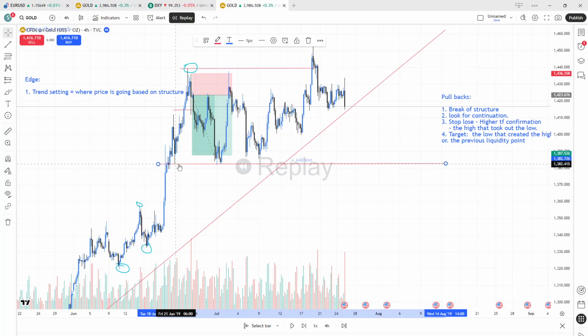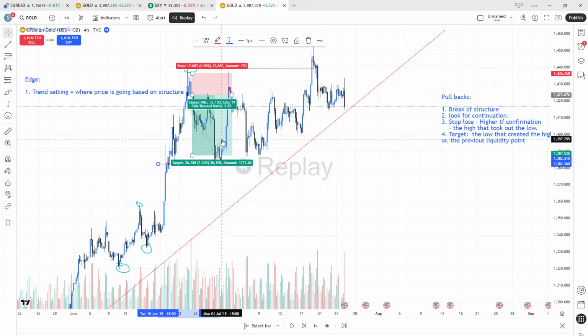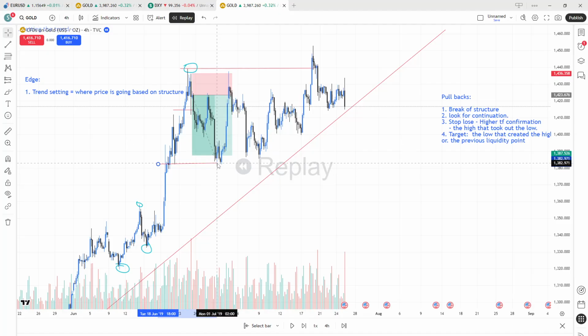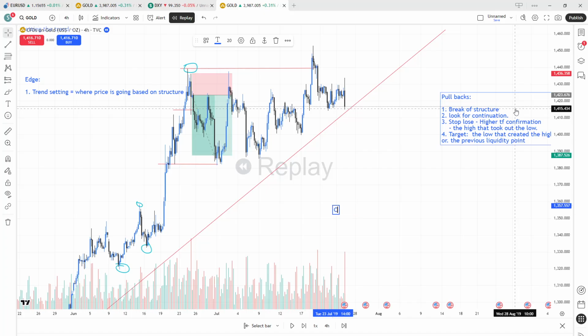Okay, and as you can see, it came and it broke right here before it gave, you know, a move, a reaction, and then it came back to take this out. Okay, another thing is, so this is for the pullback, and what about continuation trend?